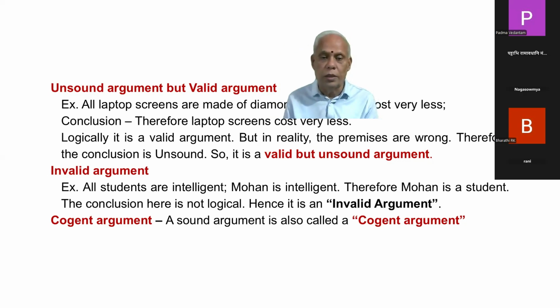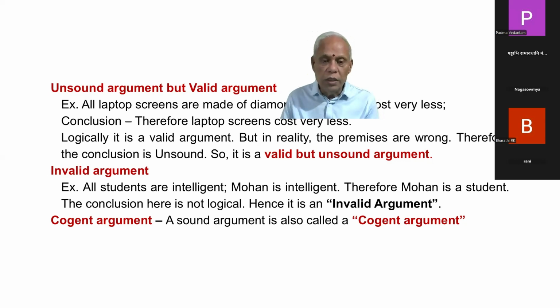What about this conclusion? It's not necessary. All students are intelligent. True. Mohan is intelligent. Mohan can be intelligent even though he is not a student. Therefore, the conclusion drawn here, that Mohan is a student, is not valid at all because he need not be a student to be intelligent. He can be intelligent even though he is not a student. It appears to be logically correct, but it is invalid because the data does not say whether Mohan is a student or not. So this is called an invalid argument.